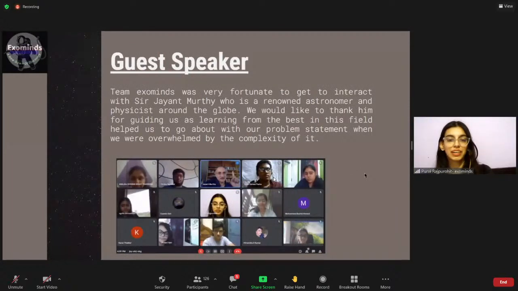Guest speaker. Team Exominds was very fortunate to get to interact with Sir Jayant Murthy, who's a renowned astronomer and physicist around the globe. We would like to thank him for guiding us, as learning from the best in this field helped us to go about our problem statement when we were overwhelmed by the complexity of it.